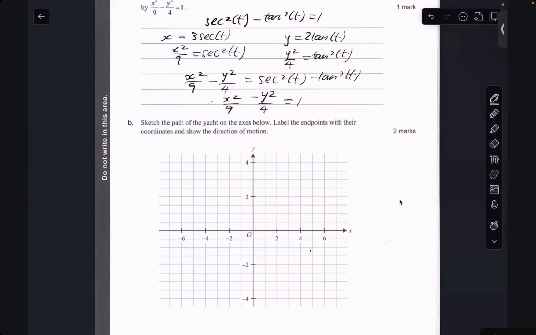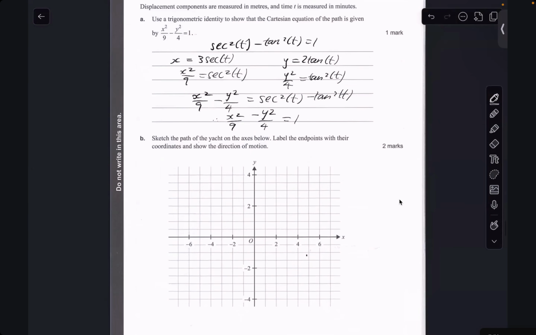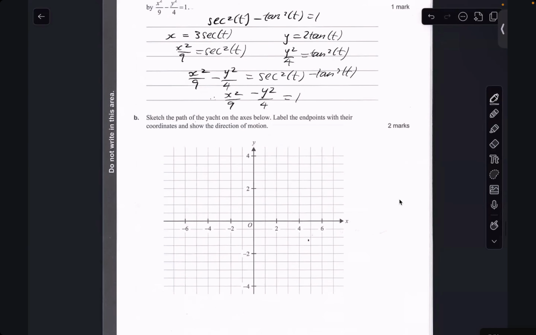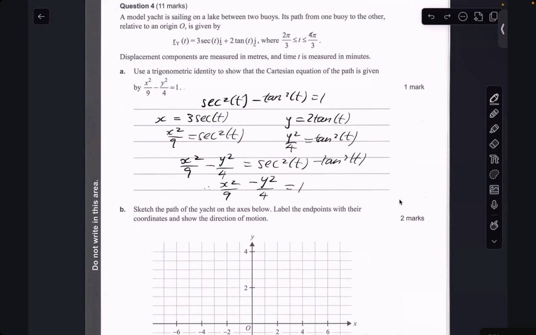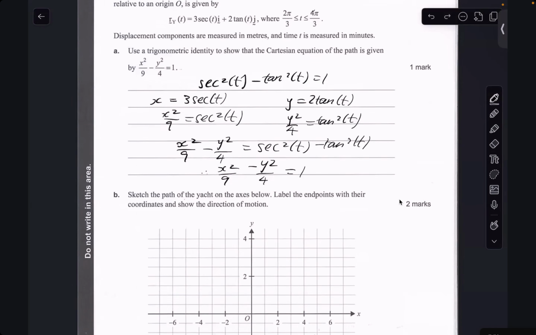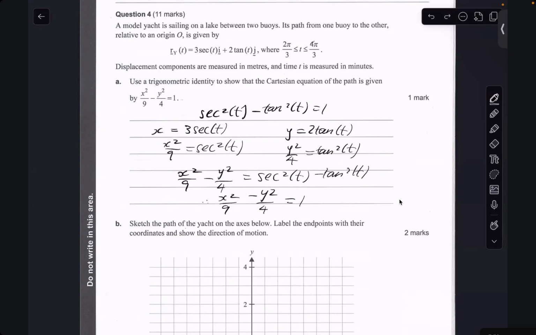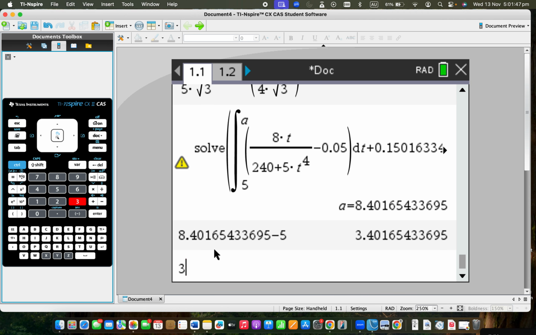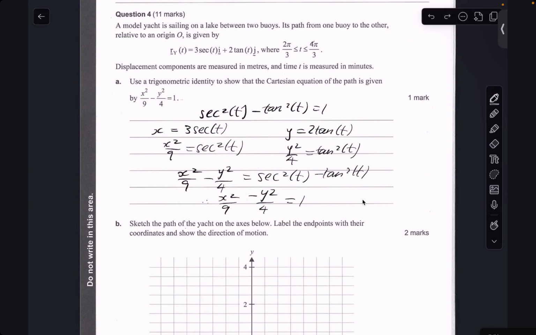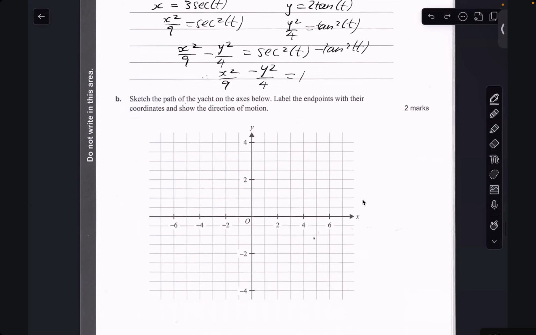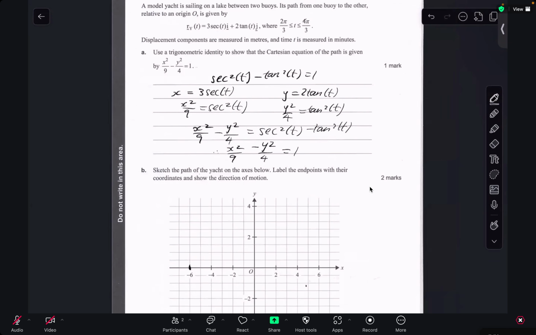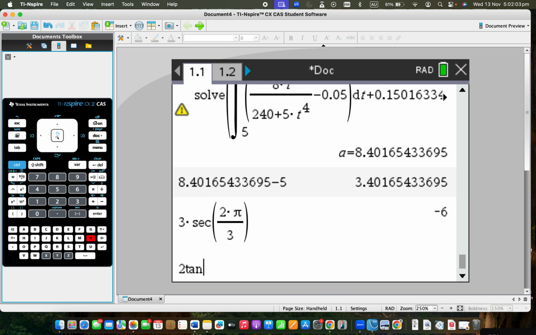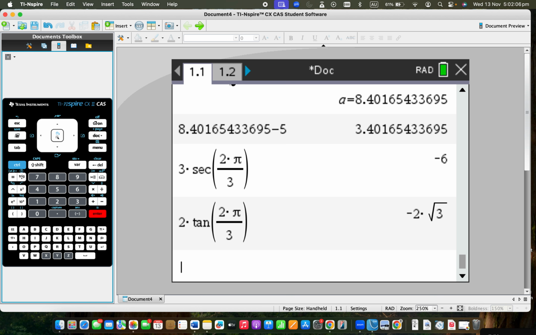Sketch the path of the yacht. So this is a hyperbola. Label the endpoints with their coordinates and show the direction of motion. But t is only between 2 pi over 3 and 4 pi over 3. So, what's 3 sec of 2 pi over 3? So the initial x is negative 6. So over here. And the initial y, 2 tan of 2 pi over 3, is negative 2 root 3.